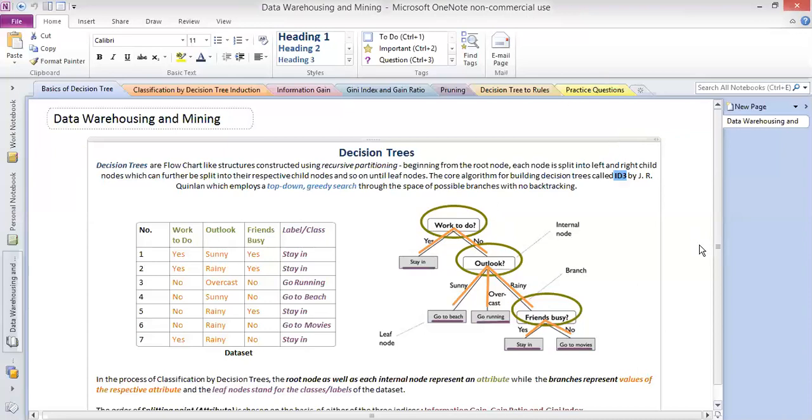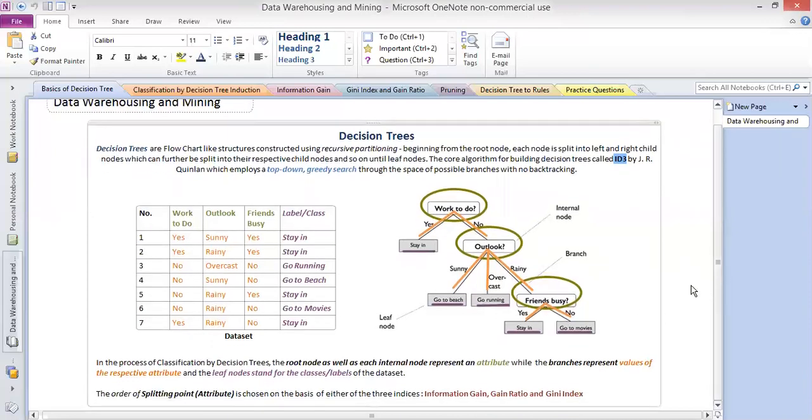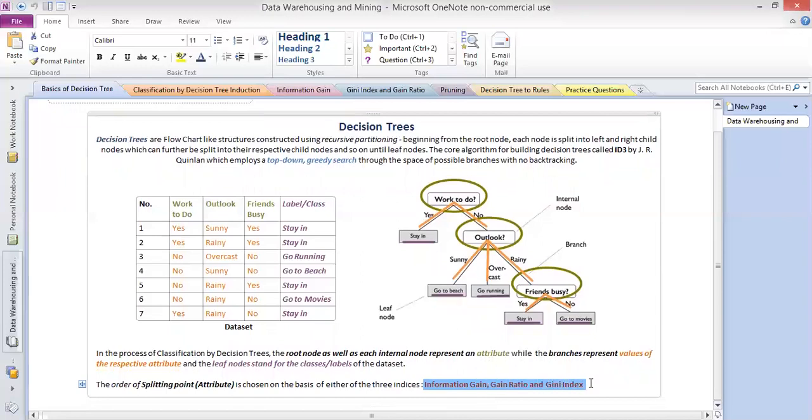There are three different kinds of indices that are used for calculating the order of these attributes in a decision tree. You can see the last line mentioned here is the order of splitting point. These attributes are actually called the splitting points in a decision tree. These splitting points are chosen on the basis of either of these three indices that we will be seeing next. You can see we have a section for each of them. One is information gain, the other one is gain ratio, and the third one is Gini index. How do you calculate it?